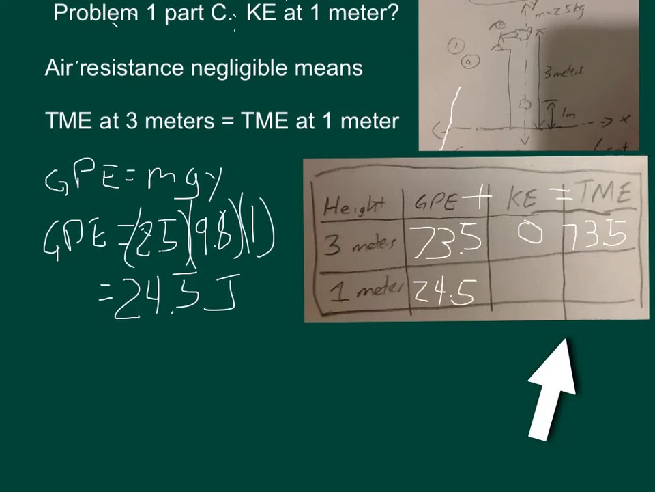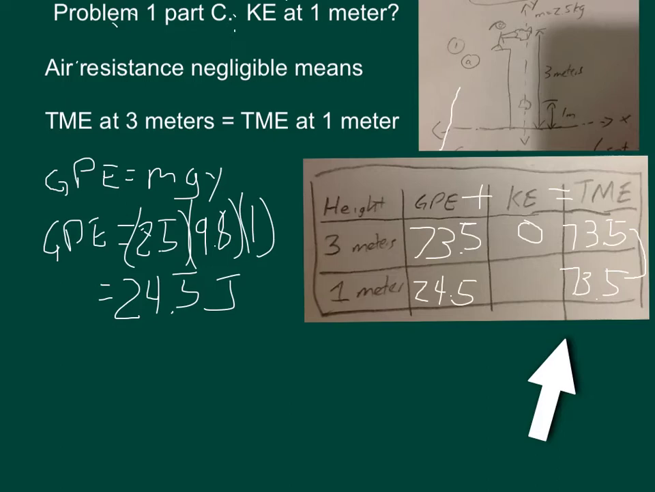Okay? So the question is, what is going to be the kinetic energy? Well, if total mechanical energy is conserved, then we know that this value, 73.5 joules, must also be the same as this value here at the 1 meter point. Because after all, that's what conservation of mechanical energy means. The mechanical energy at one point in the problem is the same as the total mechanical energy at the other point.